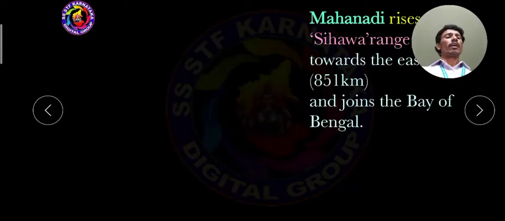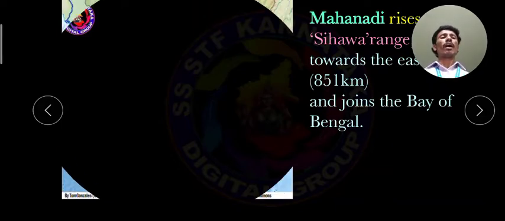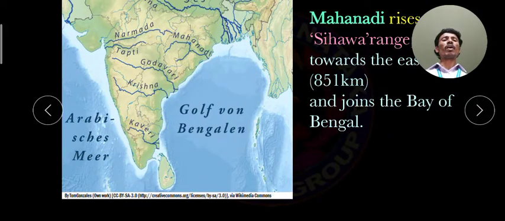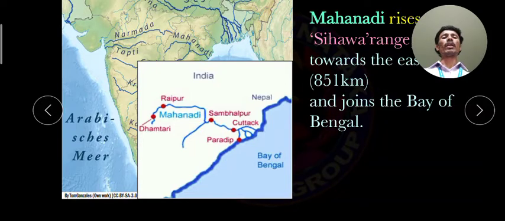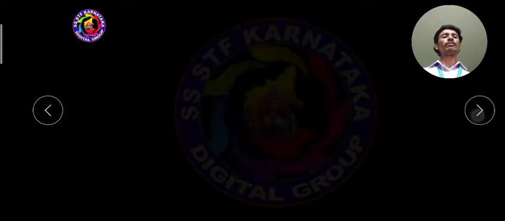Then information about river Mahanadi. Mahanadi rises in the Sihava range. It means hill station of Sihava. It flows towards the east. Its length is 851 kilometers, and finally it joins the Bay of Bengal. So this is mainly river Mahanadi. It flows and finally joins the Bay of Bengal.